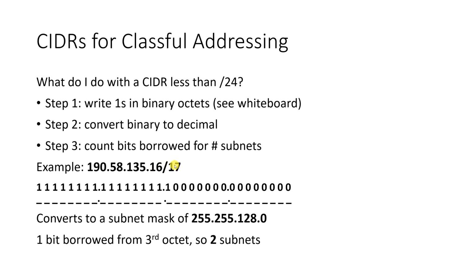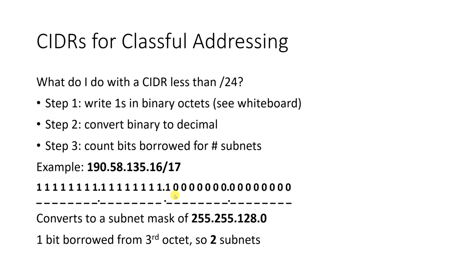The CIDR is /17. So you just write out 4 sets of 8 dashes, and then write in 17 ones. And so that gets you 8 here, and 1 in this third octet. So convert that to decimal. What's the subnet mask? It's 255.255.128.0. So you borrowed 1 bit from the third octet, and so you got 2 subnets.